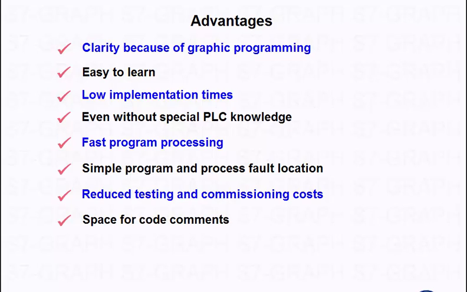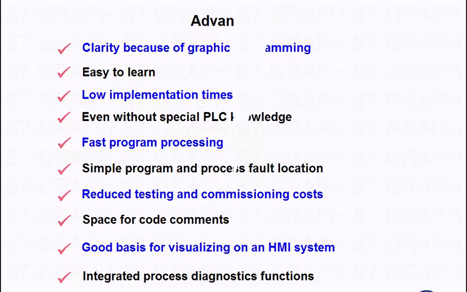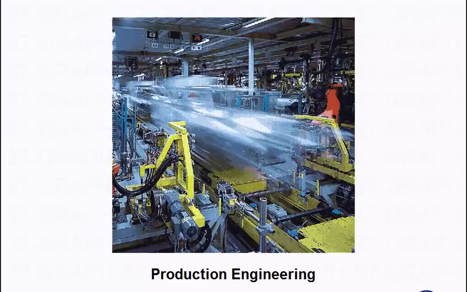Nevertheless, there is still enough space for additionally increasing comprehensibility by means of code commenting. S7 Graph also provides a good basis for visualizing technical processes on an HMI system. This, together with the integrated process diagnostics functions, results in increased performance and reliability of your machine or plant.